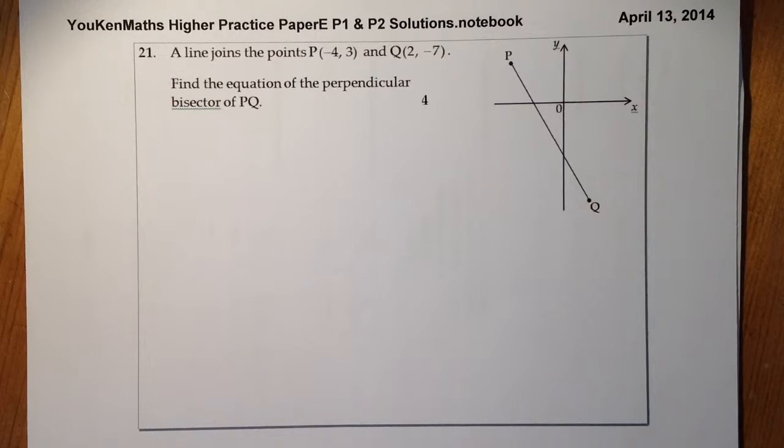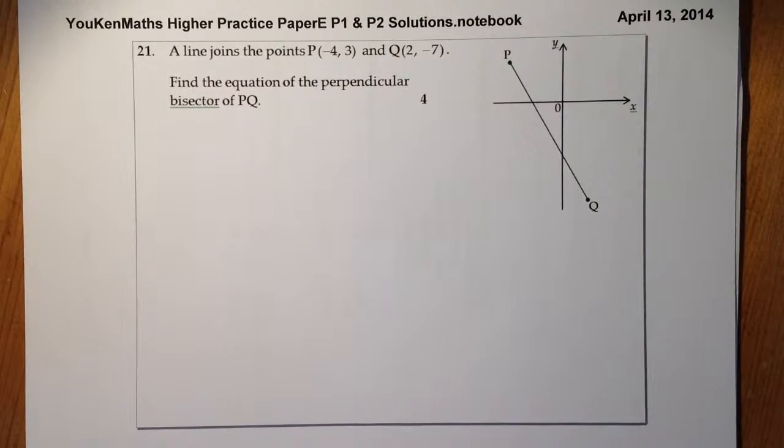This is Higher Maths, it's practice paper E. We're looking at question 21 in the non-calculator paper. A line joins the points P and Q. Okay, we're given the coordinates to the points. Find the equation of the perpendicular bisector of PQ.